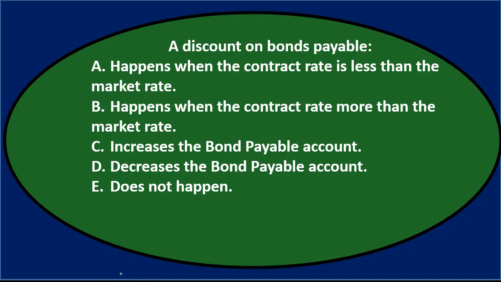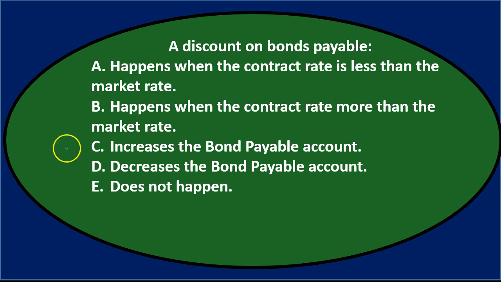First question. A discount on bonds payable: A, happens when the contract rate is less than the market rate. B, happens when the contract rate is more than the market rate. C, increases the bonds payable account. D, decreases the bonds payable account. Or E, does not happen.